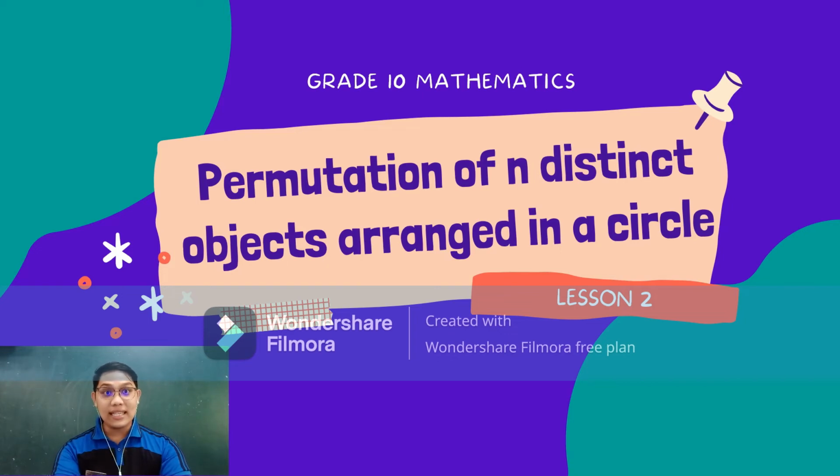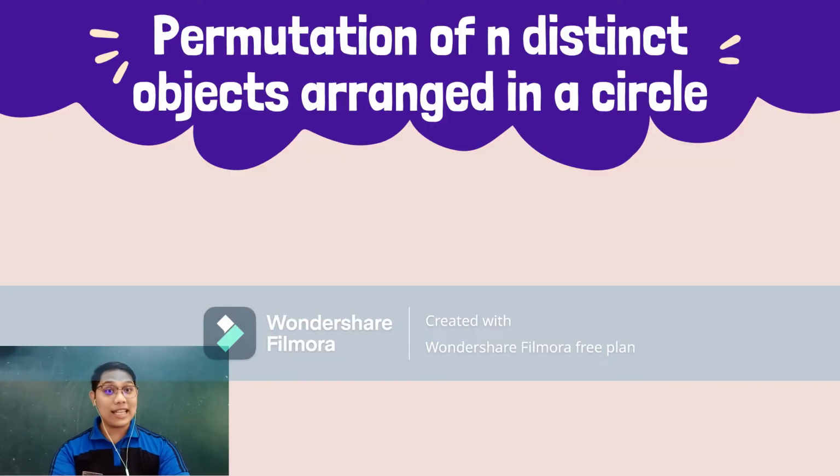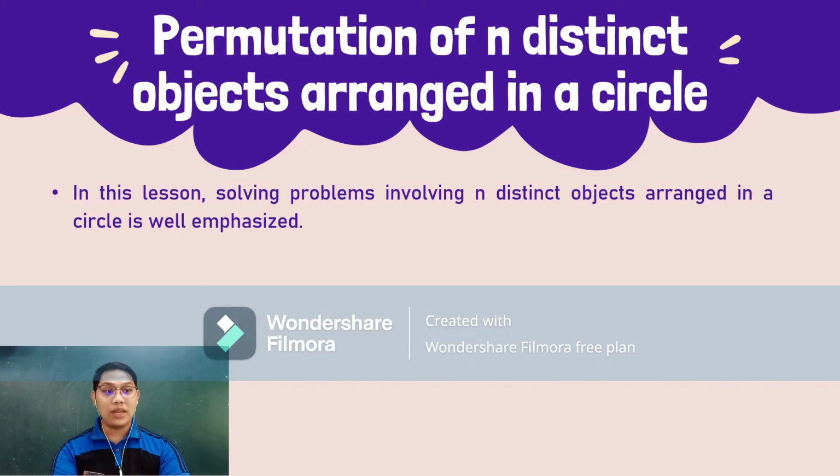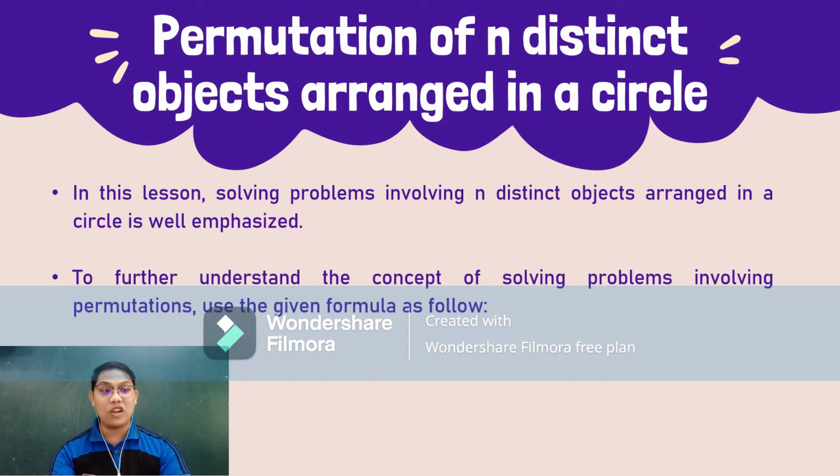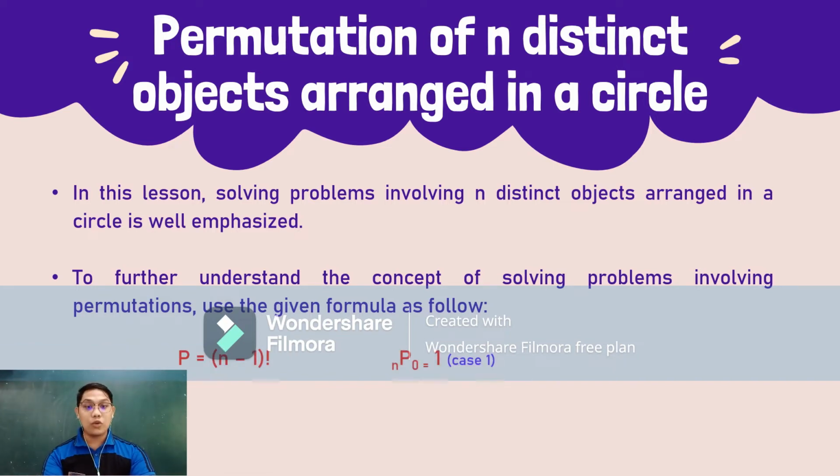Now, we will proceed to lesson number 2, permutation of n distinct objects arranged in a circle. So basically, this is a circular permutation. In this lesson, solving problems involving n distinct objects arranged in a circle is well emphasized. To further understand the concept of solving problems involving permutations, specifically circular permutations, use the given formula. P is equal to the factorial of n minus 1. So, kani siya nga formula ang inyong gamiton if a problem is circular permutation.